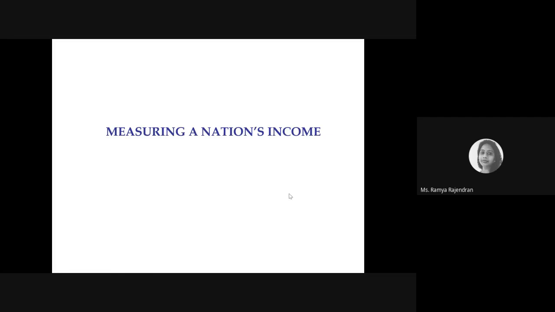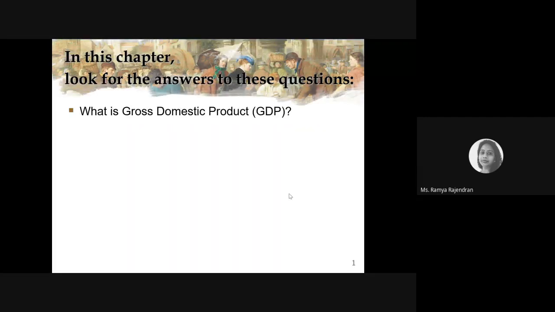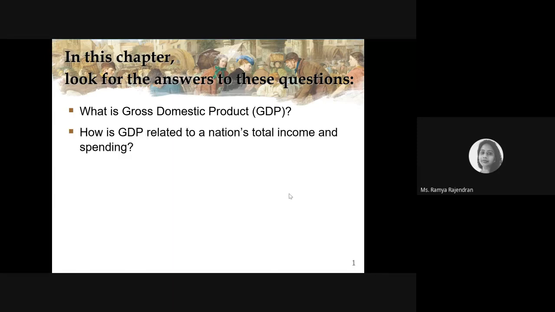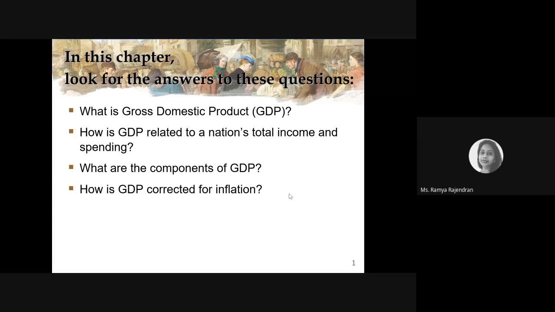Today we'll be discussing the topic of measuring a nation's income. Here we'll be looking into topics like what is GDP, which is gross domestic product, and how GDP is related to calculating the complete income and spending of one particular country, and what the components of GDP are, and how you can correct GDP for inflation, where we'll be discussing real and nominal GDP, which we discussed in our previous session as well, and how GDP will help you to understand your society's well-being.